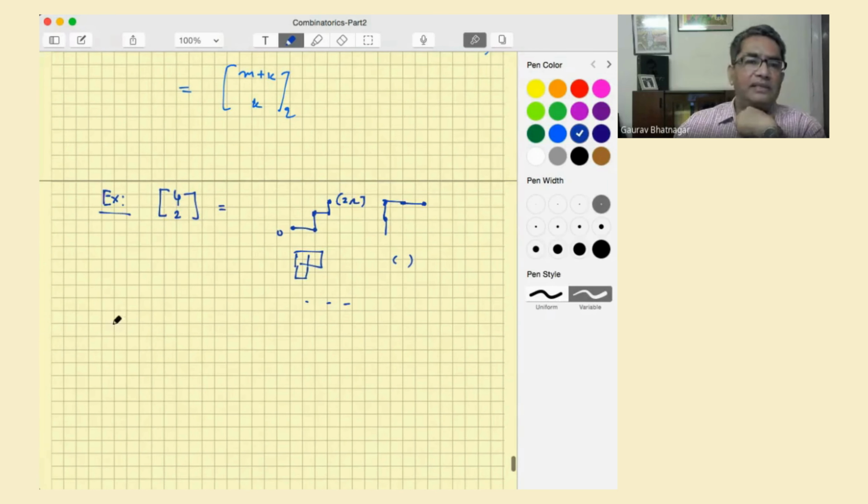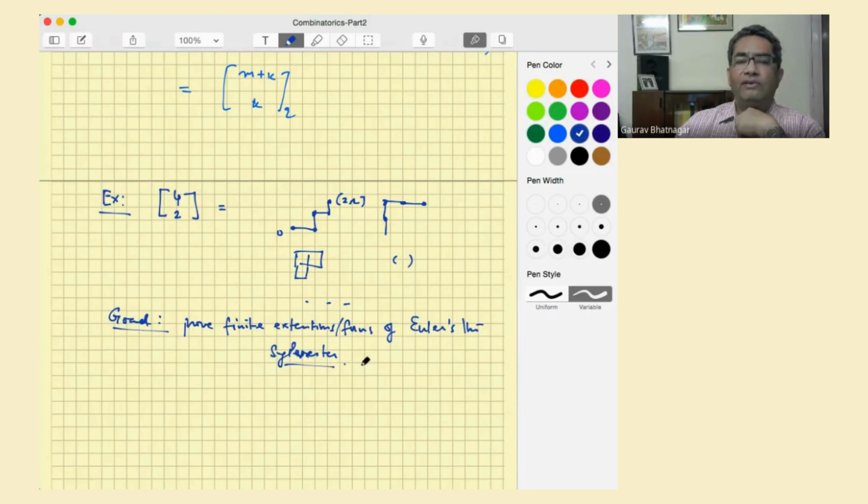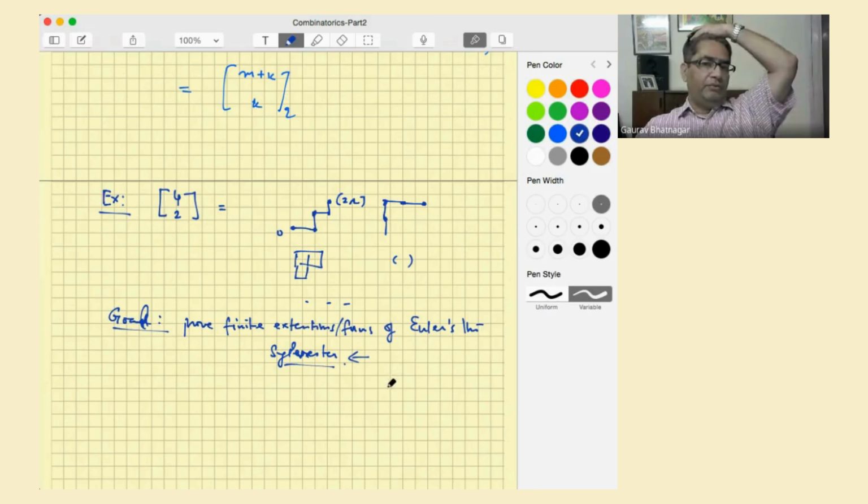So our goal is that we'll prove some identities, prove some finite forms, extensions or forms of, say, Euler's theorem. And there is a theorem of Sylvester in particular that I'm looking for. Sylvester was a very active person in this domain. And he has a theorem which we want to prove.